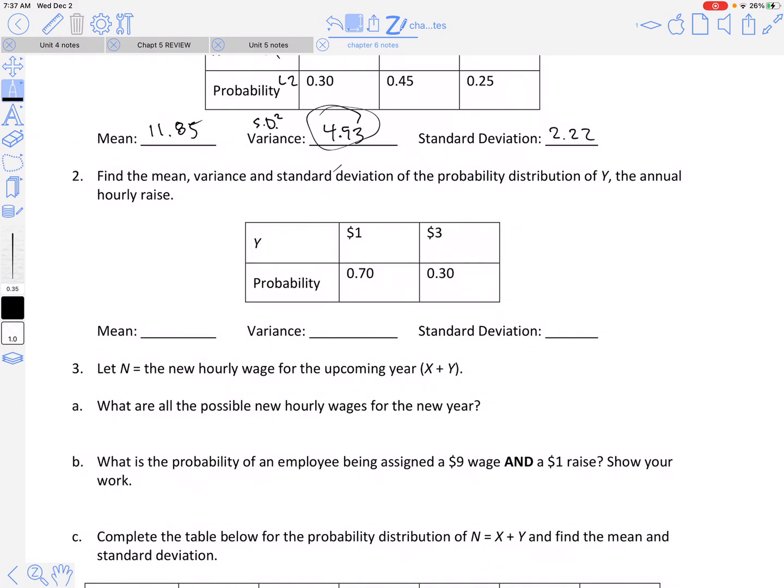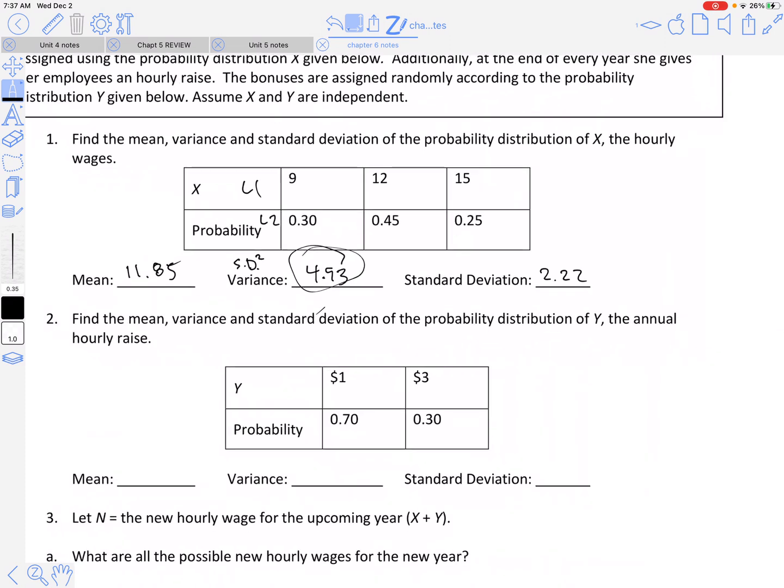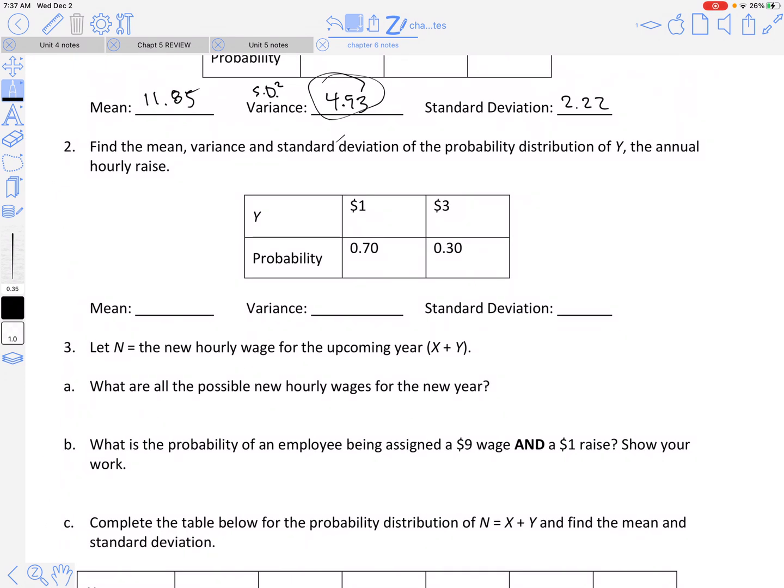So we had hourly wage, and then we have hourly raises, and I did the same thing. I calculated the mean was $1.60. The standard deviation was 0.917, so about 92 cents, which made the variance 0.839.